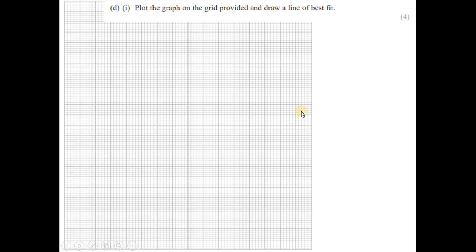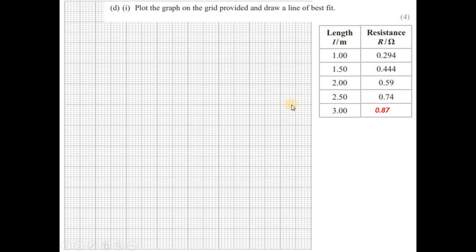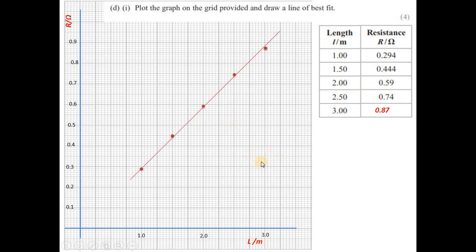Plot the graph on the grid provided and draw a line of best fit. You need to plot R against L, R on the y-axis and length on the x-axis. So you need the values of length and R. This is the column that you can have in your previous part, and you can choose the axis. Length on the x-axis and R in ohm on the y-axis, with scale 1, 2, 3 because length is from 1 to 3, and these are the resistance values. When you plot the points, these are the points and this is the line of best fit.